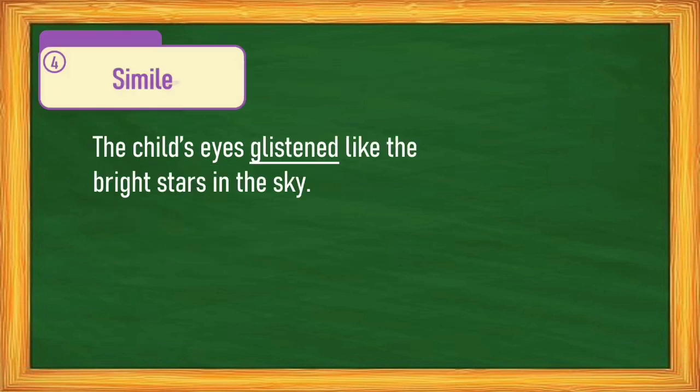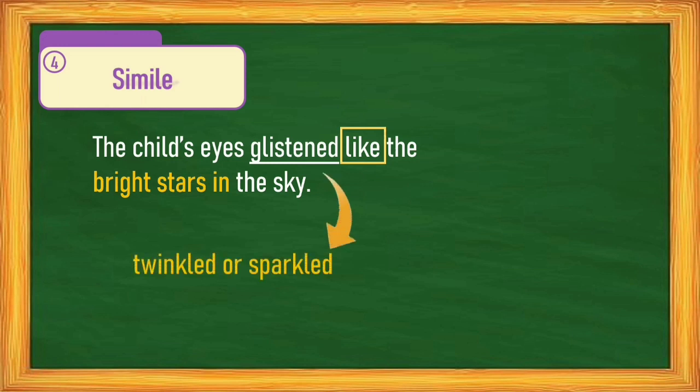The next clue that we can find in our reading texts is simile. The words as and like are used to show comparison. For example, the child's eyes glistened like the bright stars in the sky. The unfamiliar word here is glistened, and we have the expression like. So we're trying to compare two ideas here. We have child's eyes and then the stars. So when we say glistened, we may mean twinkled or sparkled.